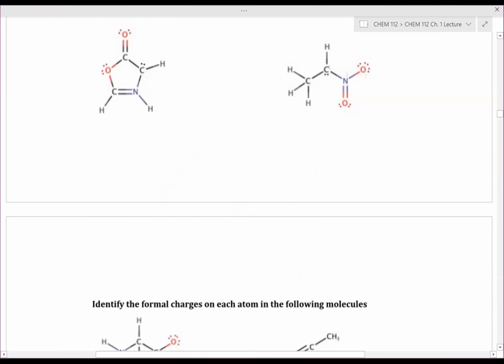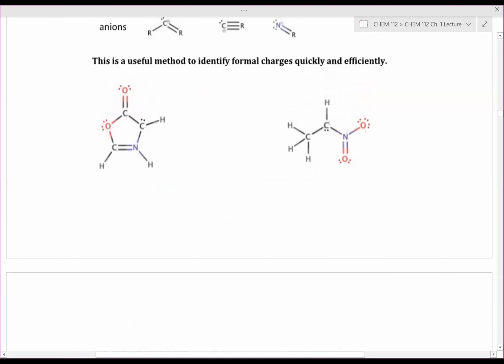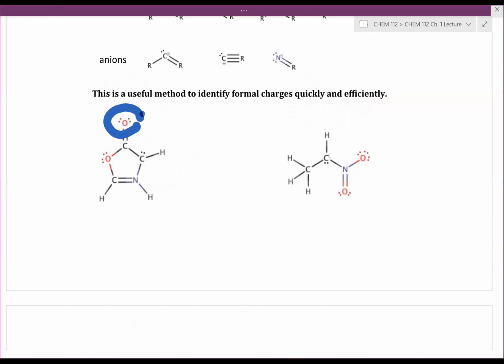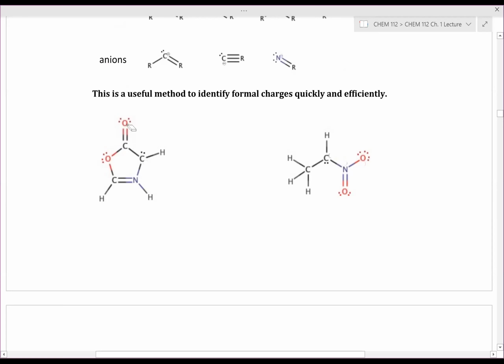Okay, so let's practice a little bit more on assigning formal charges using common bonding motifs. So let's look at these following 2 examples. First and foremost, let's take a look at this upper oxygen atom. Let me switch the pen for this format.